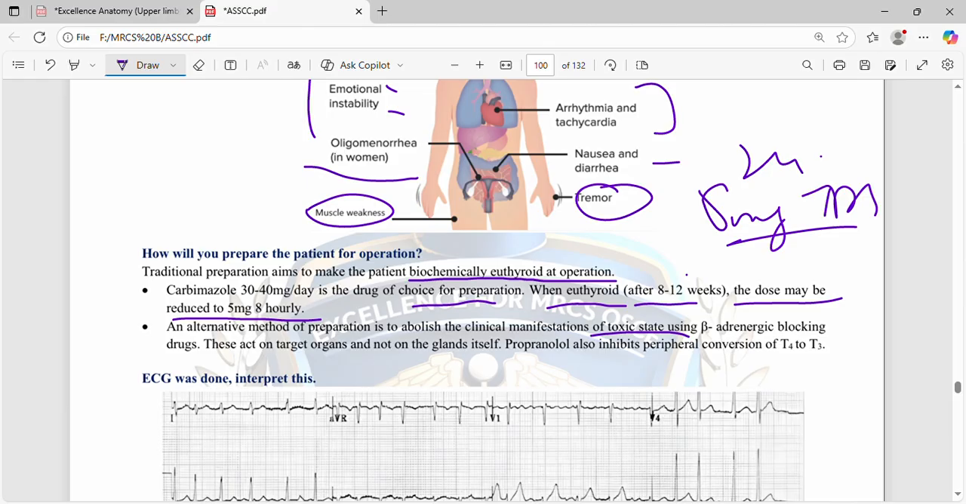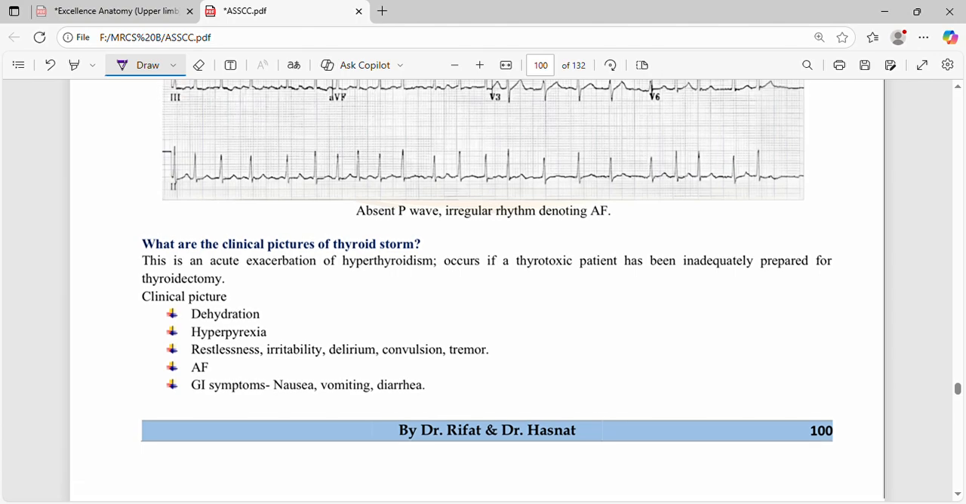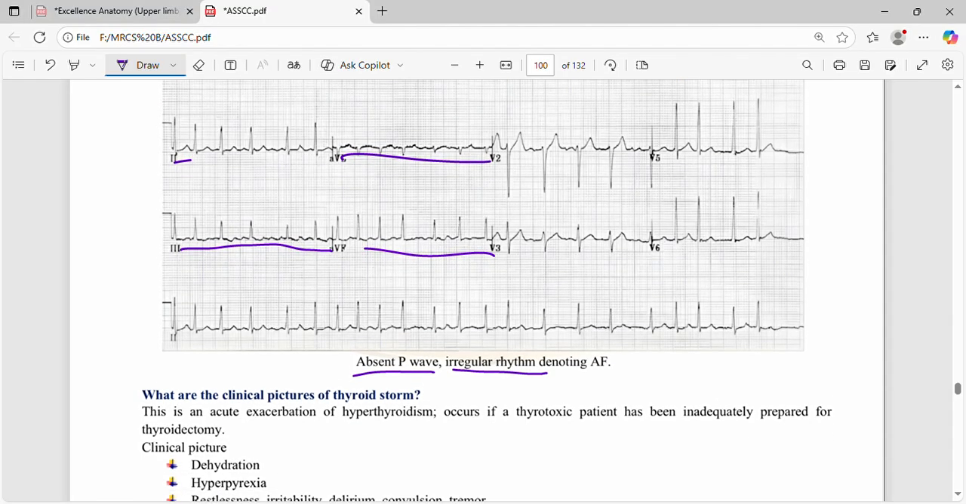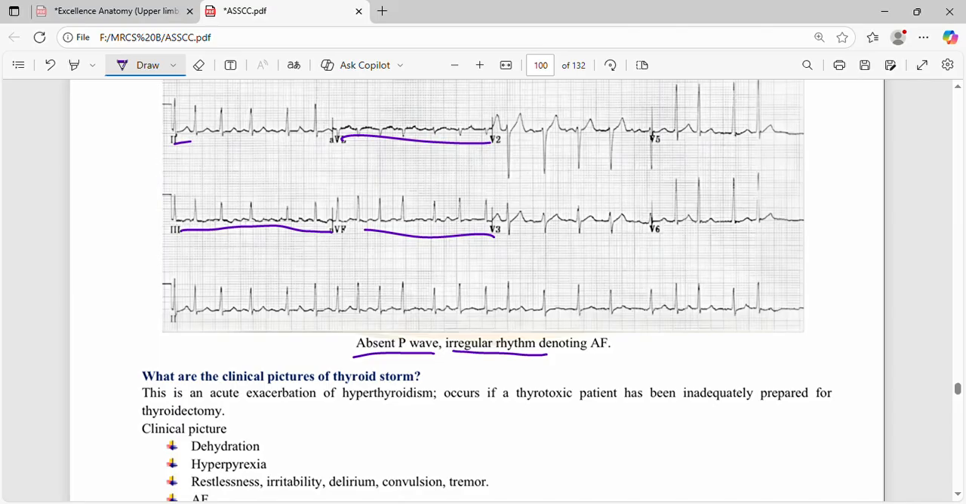ECG, interpret this. Here we have the absent P waves. There is no P waves here specifically. Here no P waves. And irregular rhythm, because you can check here. ECG interpretation is also a part of it, so you must practice it. So this is the picture of atrial fibrillation.